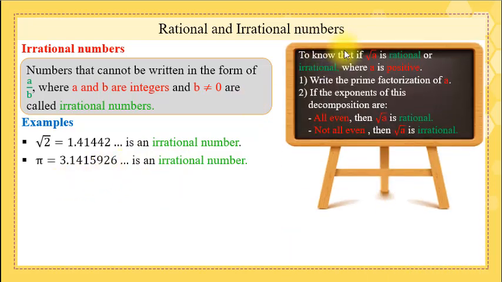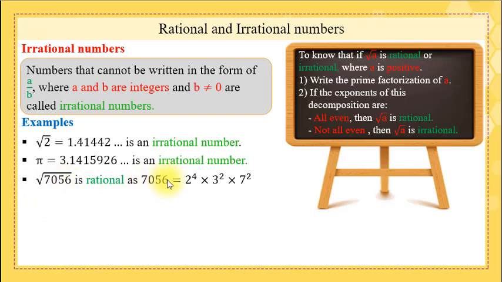To know if radical a is rational or irrational, where a is a positive number, first of all, we write the prime factorization of a, and then we check the exponents of this prime factorization, whether all are even or not all are even. How can we do that? For example, radical 7056.